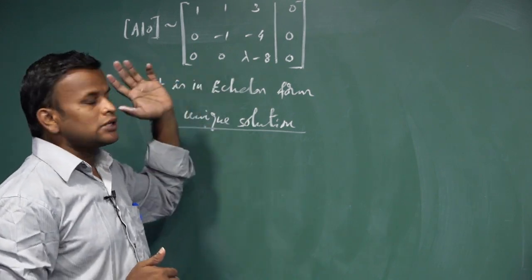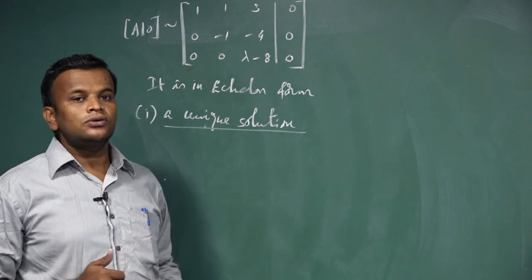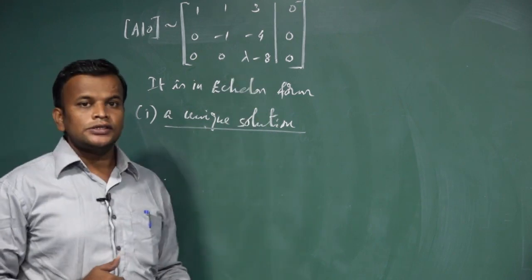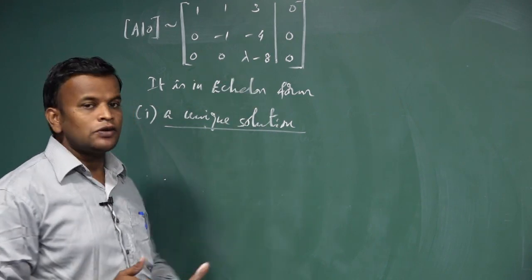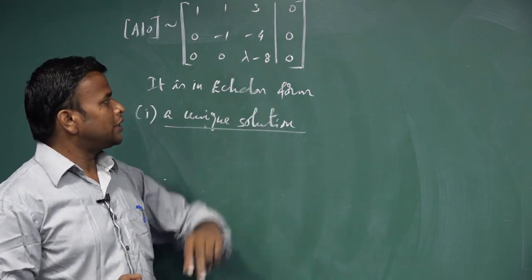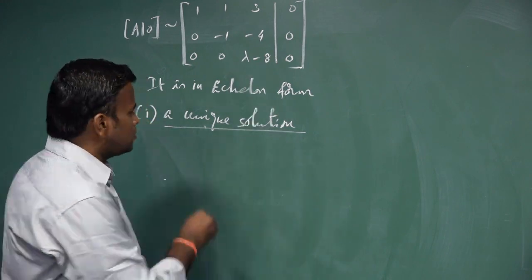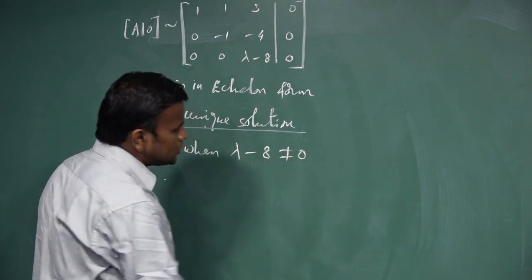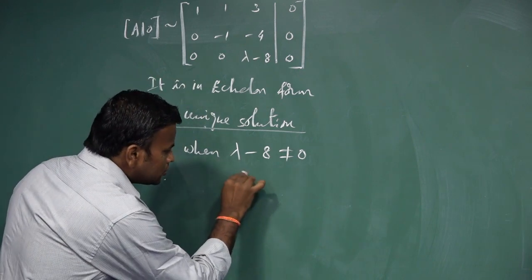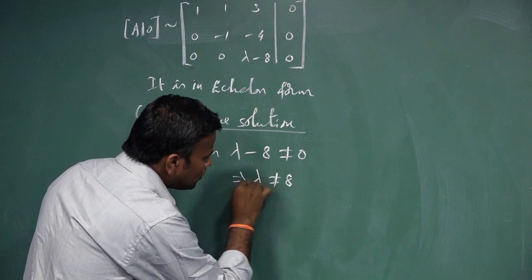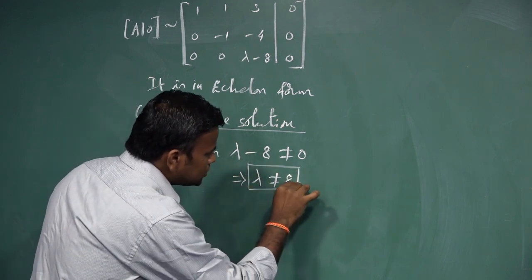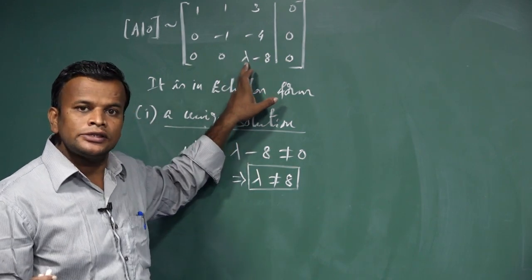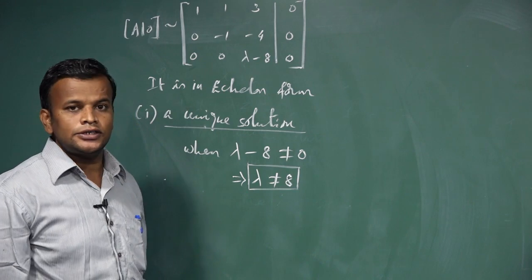We put any real number except 8, it is a non-zero row. Suppose we put exactly lambda equal to 8, it becomes 8 minus 8 is 0. So the system has a unique solution only when lambda minus 8 is not equal to 0. When lambda minus 8 is not equal to 0, so what about lambda? Lambda is not equal to 8. Suppose we put any value of lambda except 8.